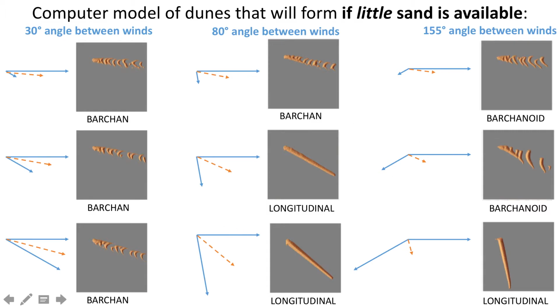But when we have equal wind speeds from the two directions and a slightly bigger angle in both those cases, and in the intermediate wind speed case for the smaller angle, we very clearly get a longitudinal dune, which is basically just that sand pile elongating in the average direction of the sand transport.